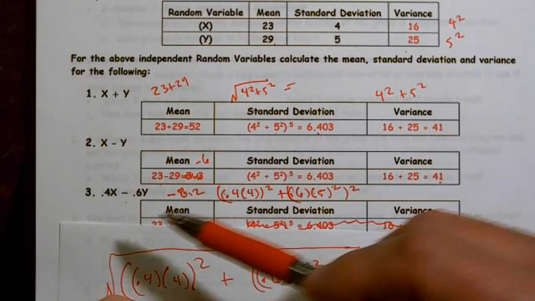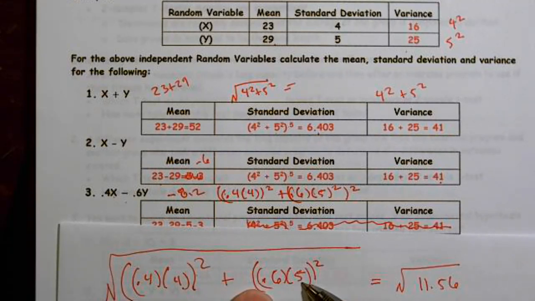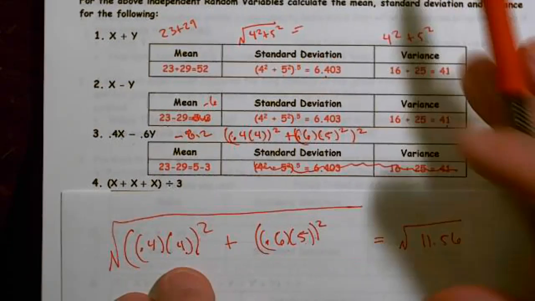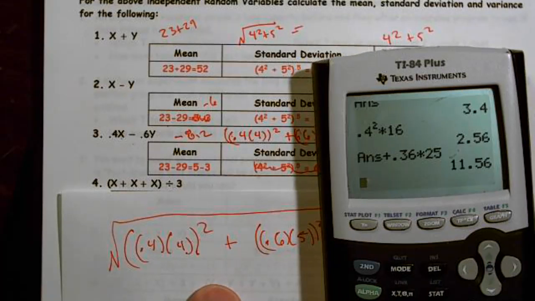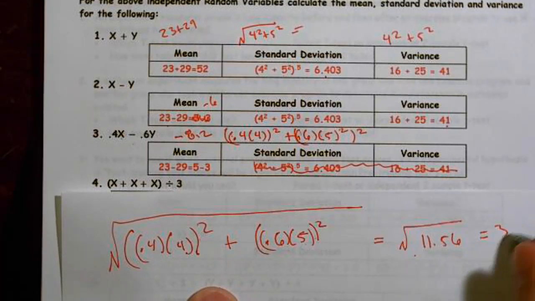So basically, it's 0.4 times our standard deviation of 4. So we multiply them, then we square the results because we can't add standard deviations. Then we go plus 0.6 times our standard deviation of 5. We square that, because we can't add standard deviations directly. When we do that, we end up getting the square root of 11.56. Once I get 11.56, I can just raise it to the half power, caret 0.5, and I end up getting 3.4 as my answer.